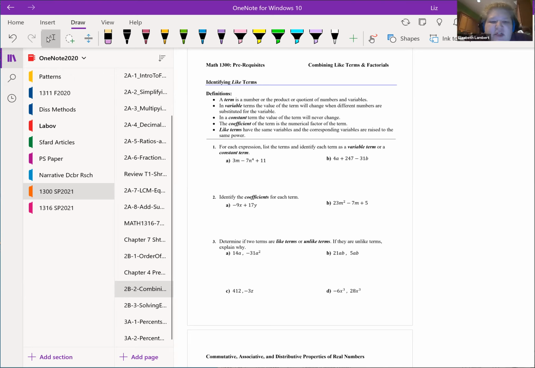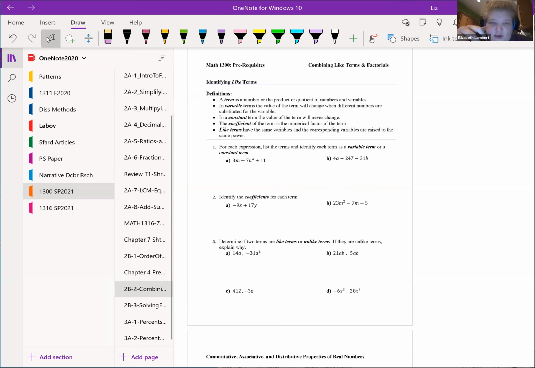Okay, so some definitions. A term is a number or the product or quotient of numbers and variables. So this is numbers and variables that are all stuck together with multiplication, or we can have a fraction as well, but no addition or subtraction for a term. It's all the stuff that gets smushed with multiplication, multiplication being the operation that we are the laziest with, and just smush things together instead of writing it.